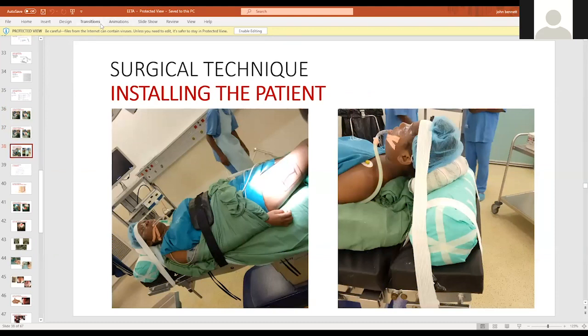Okay. So here is again a view that we used to see. We make a flexion of the head about 15 degrees, and we turn the head to the right, like the patient is facing his surgeon. And usually we stay on the right side to perform the surgery.